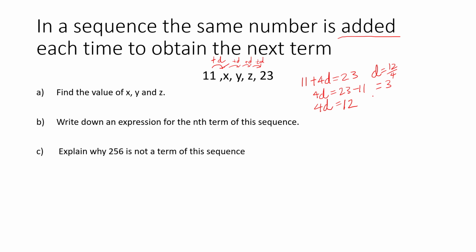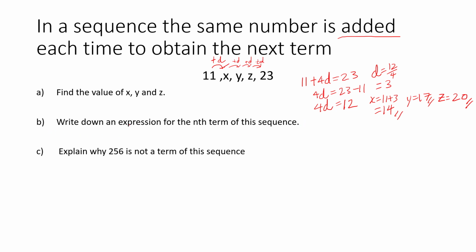So since d is equals to 3, x will be equals to 11 plus 3, which is equals to 14. Then y will be equals to 17. Then z will be equals to 20. And 20 plus 3 will give me 23. So this will definitely be my answer.